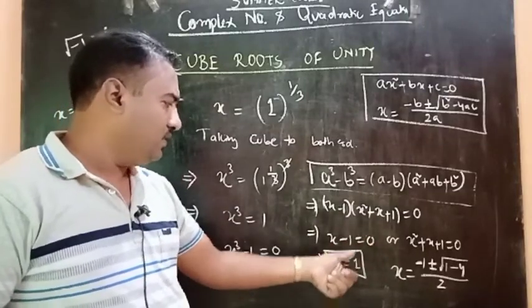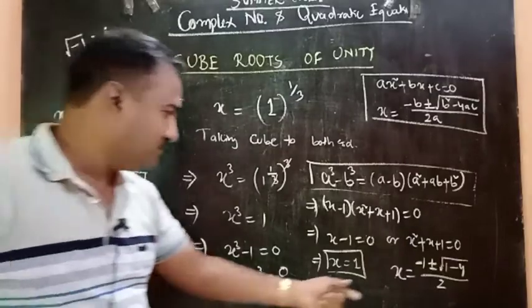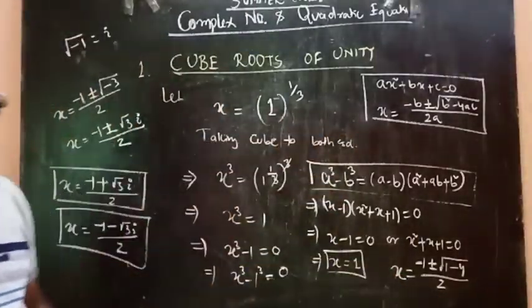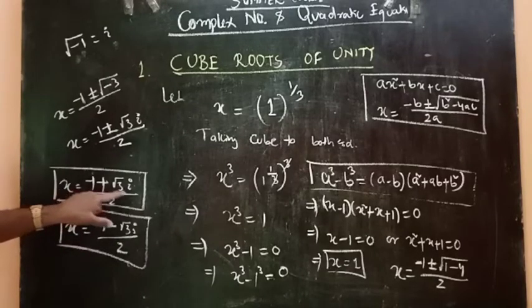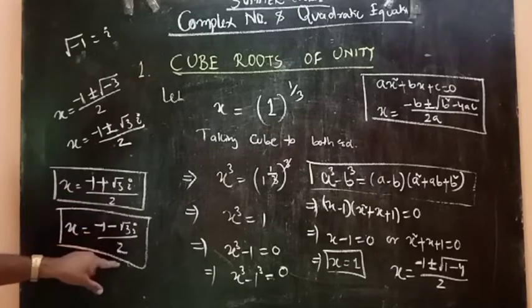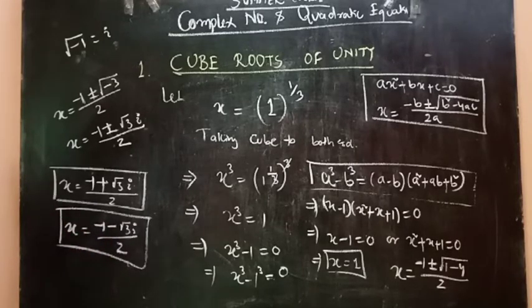Then one of the roots is 1, x is equal to 1. Another root can be found by applying the quadratic formula. So I will get two roots: one is minus 1 plus root 3 i by 2 and the other is minus 1 minus root 3 i by 2. So listen, these are the cube roots of unity. These are the cube roots of unity.